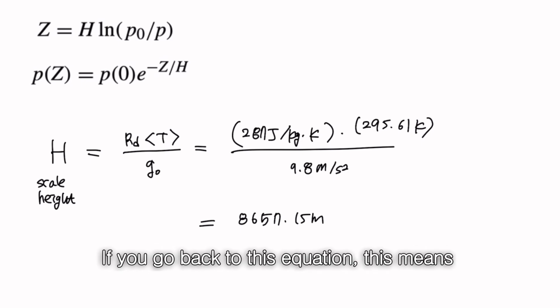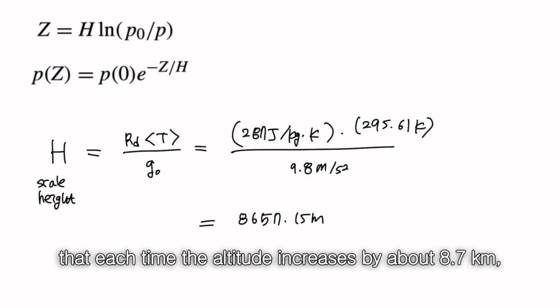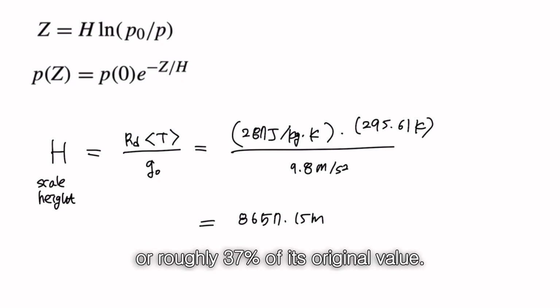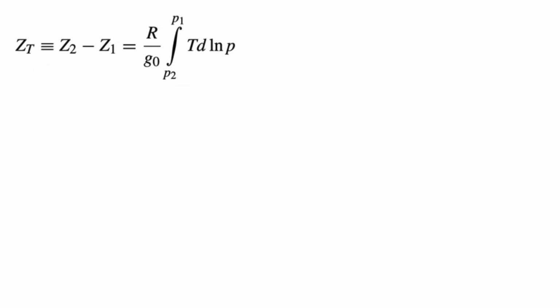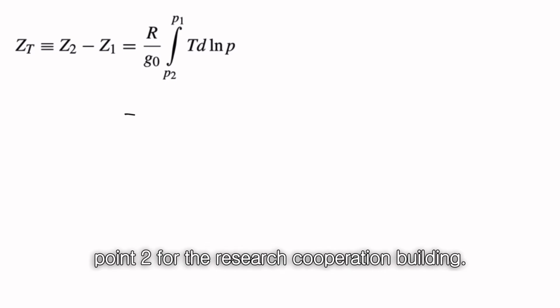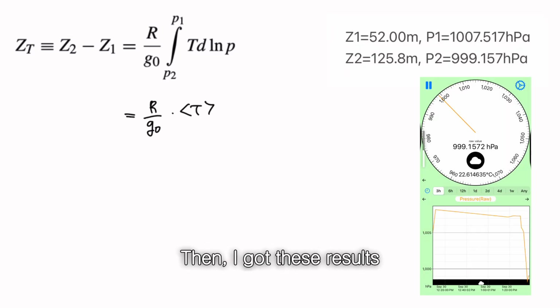So if you go back to this equation, this means that each time the altitude increases by about 8.7 kilometers, the air pressure decreases to about 1 over e, or roughly 37% of its original value. I set 0.1 for the front gate and 0.2 for the Research Cooperation Building. Then I got these results.